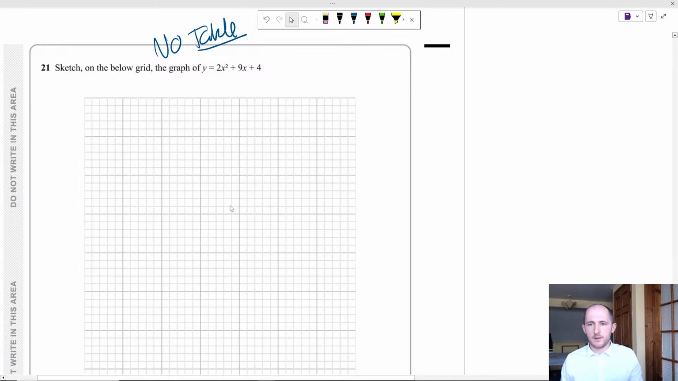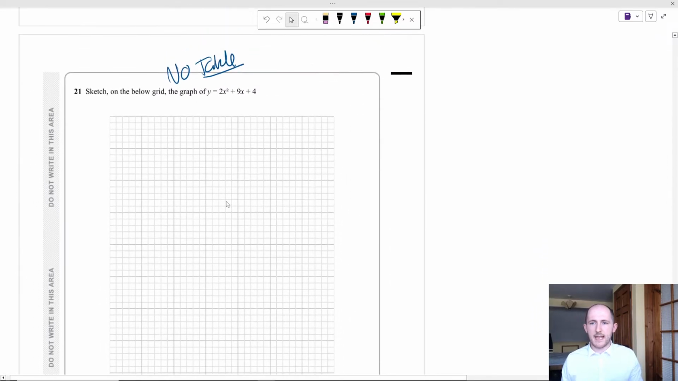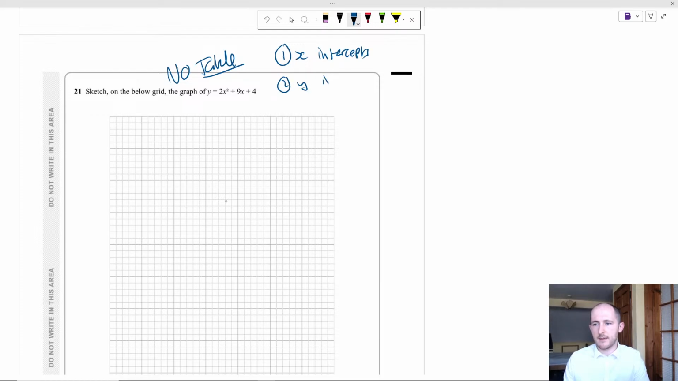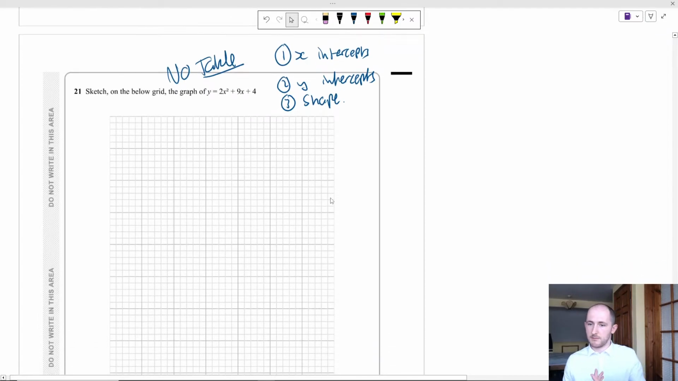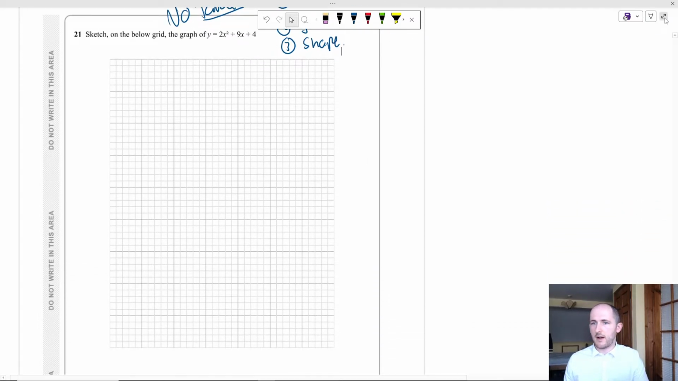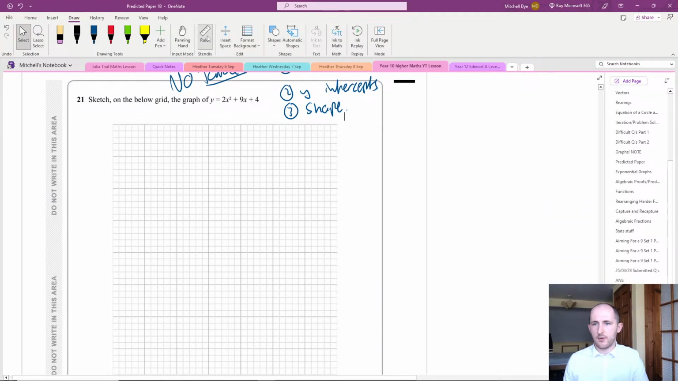Okay. So, with a sketch, what do you need? There are 3 things. You need the x-intercepts. They're looking for the y-intercepts. And the last thing is they're looking for the shape. Those are the 3 things they're looking for. So, 3 marks, 3 things. Big shock, right?